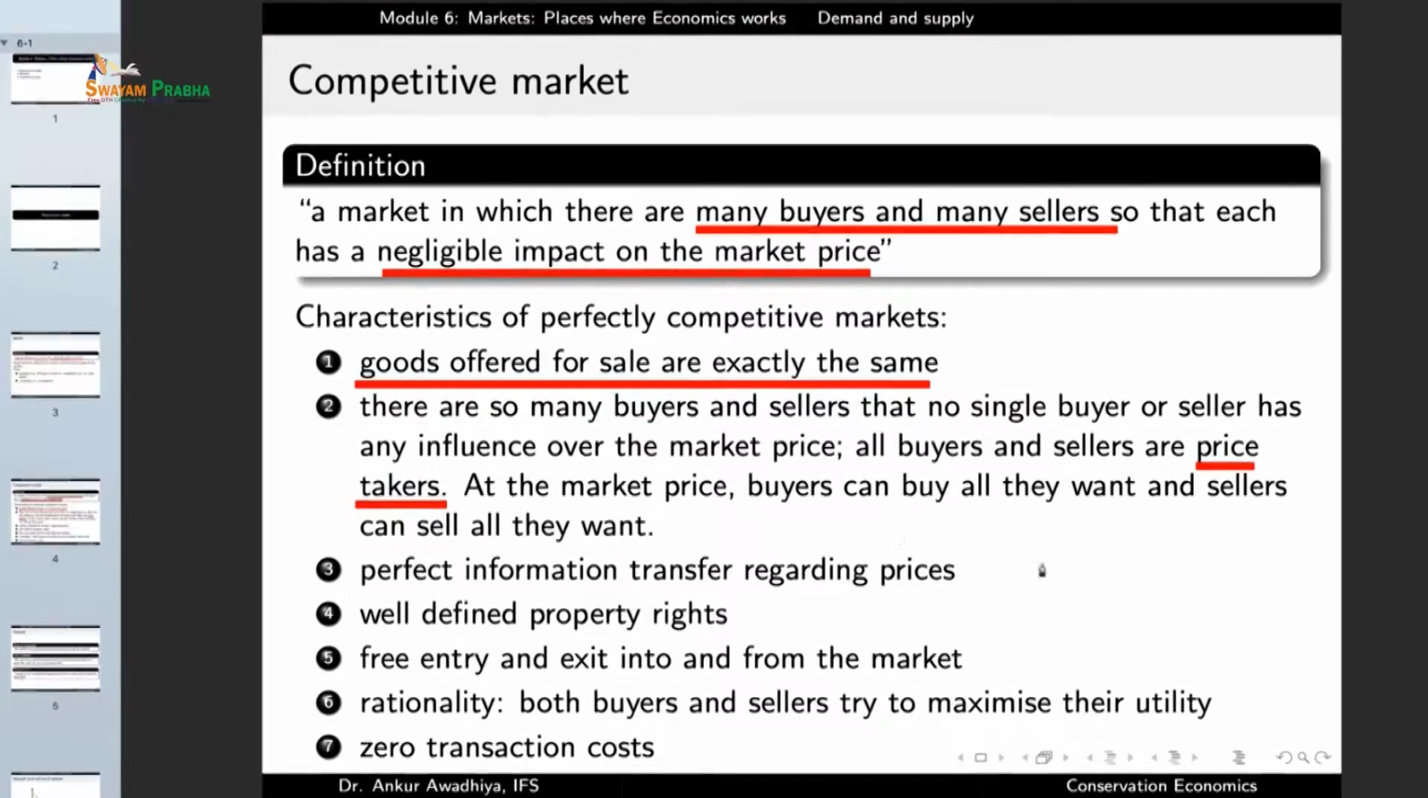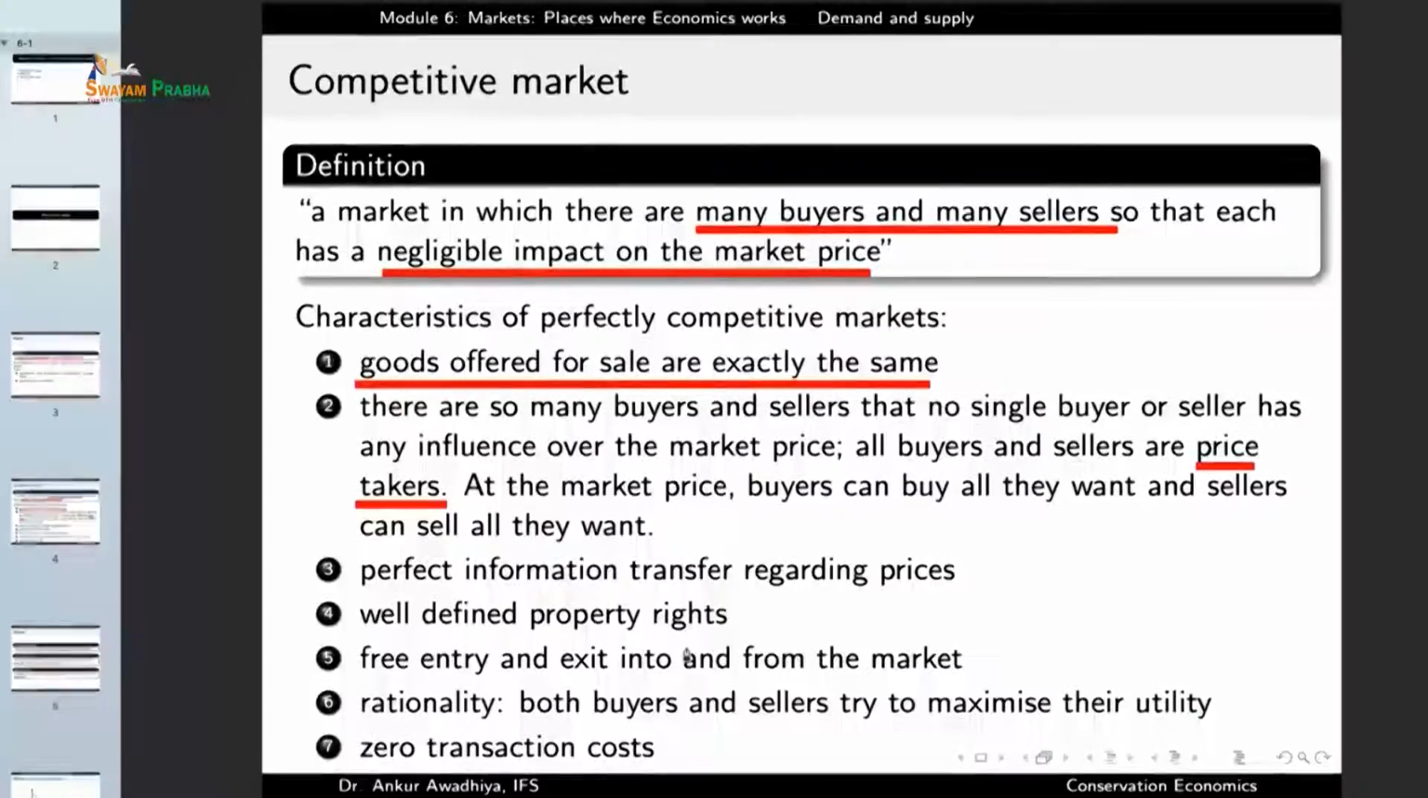What we are saying here is that there are many buyers and sellers, and no buyer or seller has any influence over the market price. Once the market price has been determined by the behavior of so many buyers and sellers, then at the market price the seller should be able to sell as much of the good as he wants to, and the buyer should be able to buy as much as he wants to. That is, if the buyer has purchased 10 units of something, then the 11th unit will also cost the same as the 10th unit. The 12th unit will also cost the same as the 11th unit, and so on.